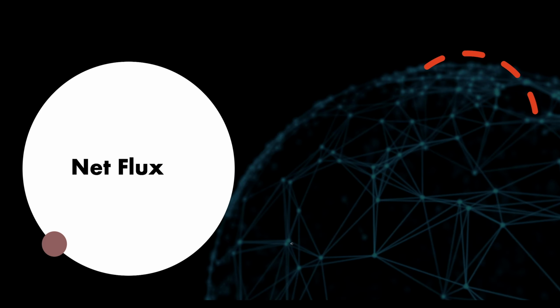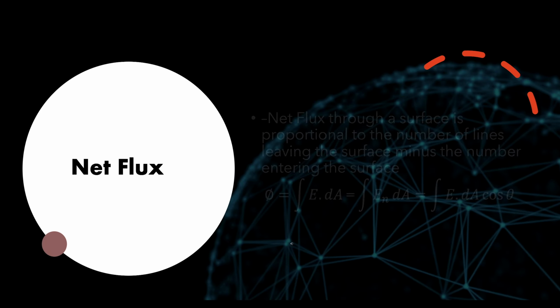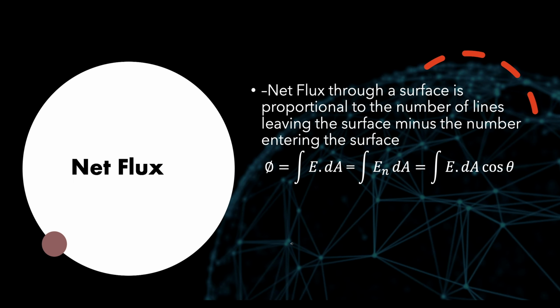One of the components used to calculate Gauss's law is the net flux, and the net flux is defined as the amount of flux in an infinitely small area on a Gaussian surface, added together. Net flux through a surface is proportional to the number of lines leaving the surface minus the number entering the surface.